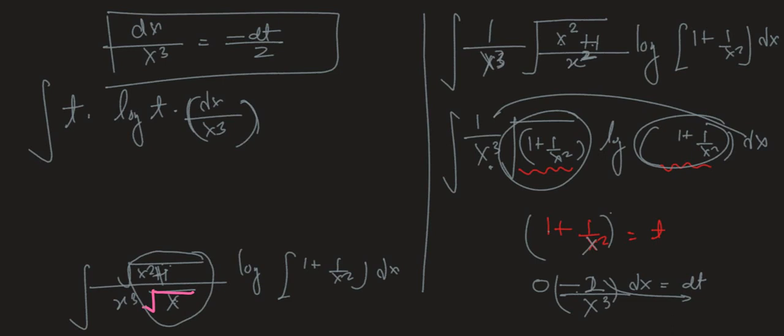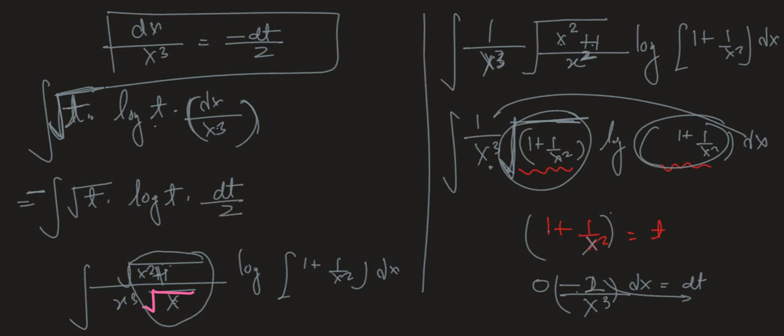If you see here, this became very compact. I'm sorry, this was under root of t. So this was under root of t. Be careful. Into log of t in this. So this will become integration of t, log of t, dx by x cube is minus dt by 2. Write this down till here.